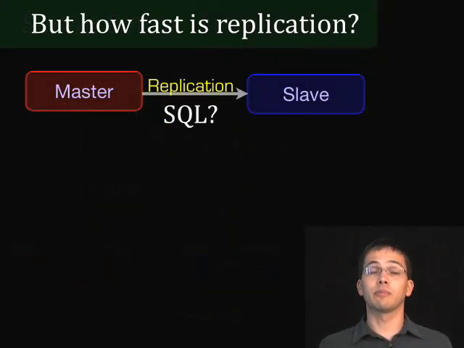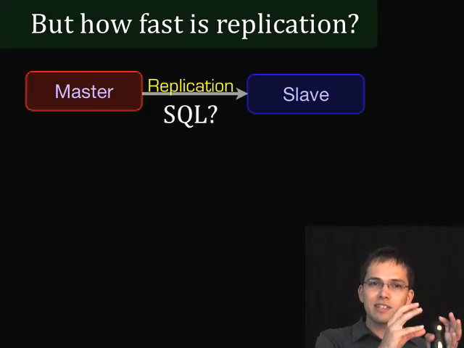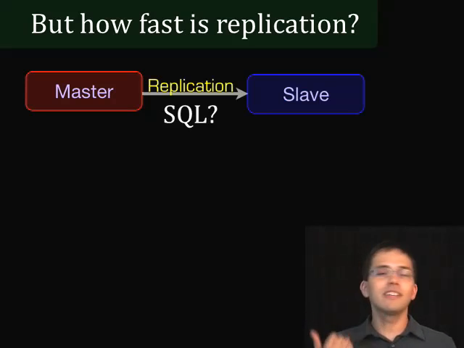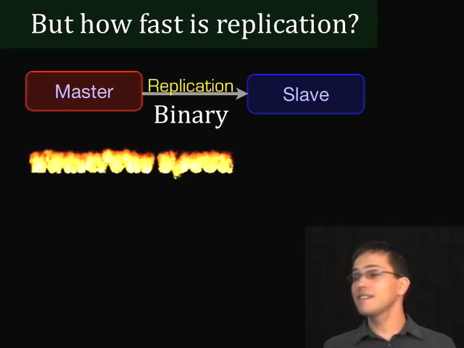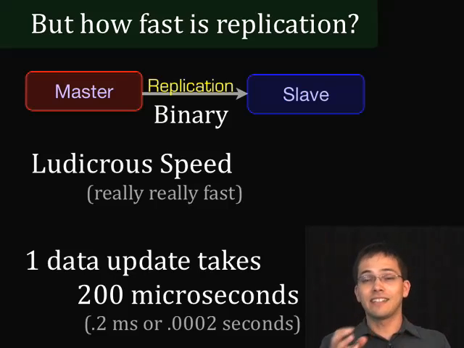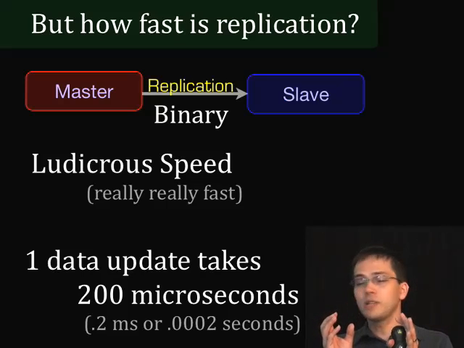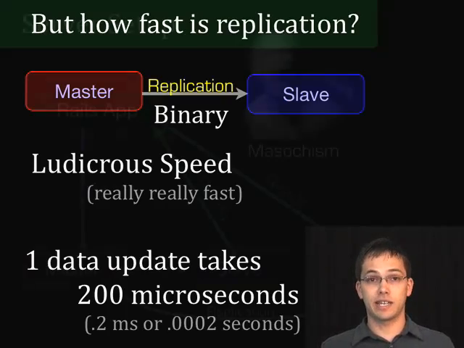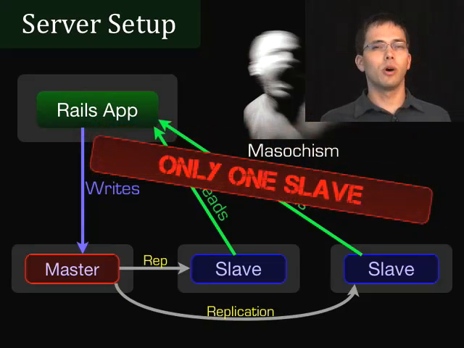One thing you might be concerned about with replication is how fast is it really? Is it simply sending SQL from the master database to the slave database? And how can that be too fast? Well, it turns out that it's not really sending SQL. It's actually sending binary from the master to the slave, which makes it really fast, ludicrous speed, right? And basically, if you took a look and you tried to time it, if you've got two databases that are really close on the network, one update is going to take 0.2 milliseconds or 0.0002 seconds. So it's really quick.